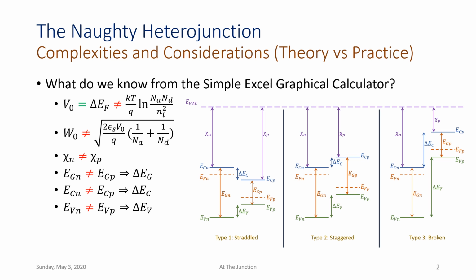So looking at this figure, we can quickly conclude that while V naught continues to remain delta E sub F, which is the difference in the Fermi levels of one material and the second material, it is not equal to kT over q natural log of N sub A, N sub D divided by the square of the intrinsic carrier concentration, because the intrinsic carrier concentration would be different on each side. We can also quickly conclude that the W naught expression of the PN junction is no longer valid because the materials are different.